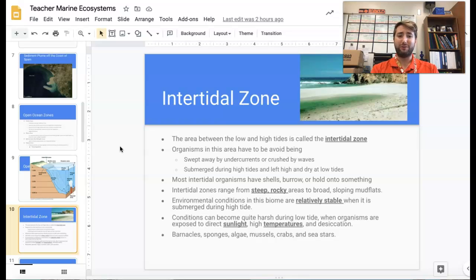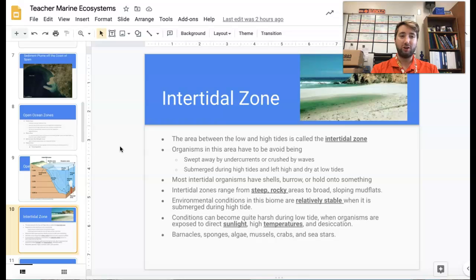Most of the time, if you're going to live there as an animal or something like that, you're going to have a shell, you're going to have the ability to burrow into the sand, or you're going to have to hold on to something like a rock or a stick. The intertidal zones can be really different. They can be rocky, they can be sandy, which I'll show you here in a second. And there are different organisms that live in rocky shores versus sandy shores.